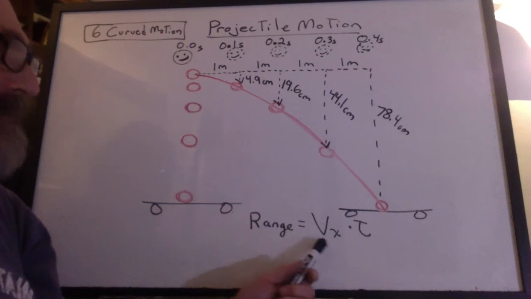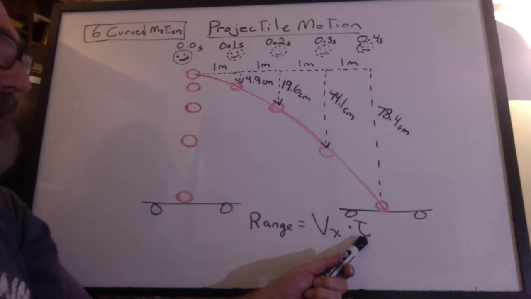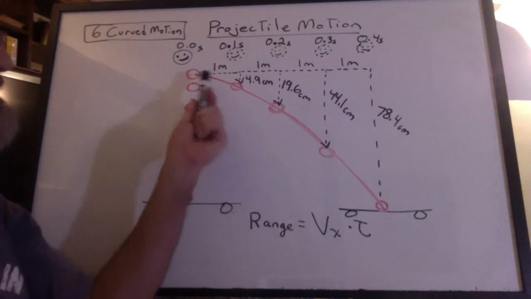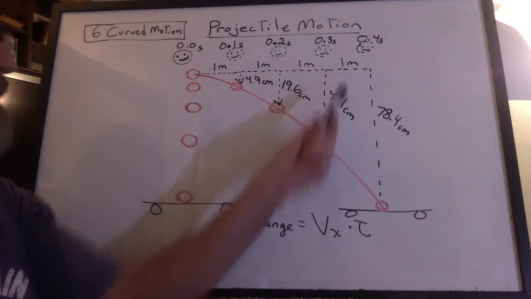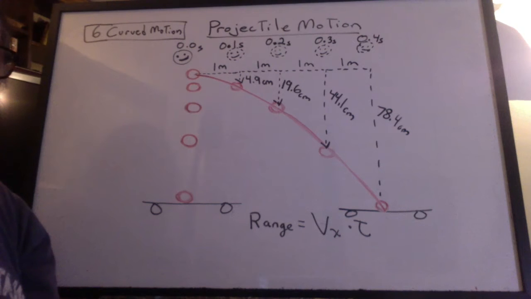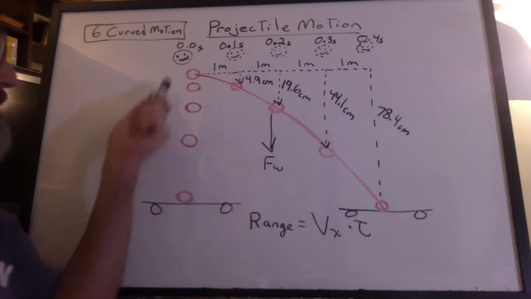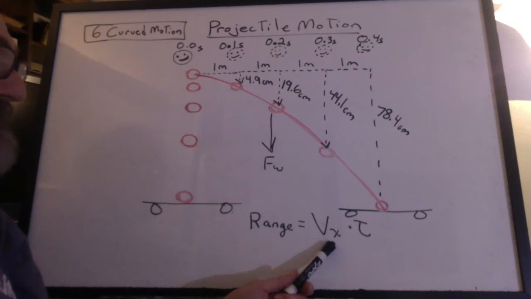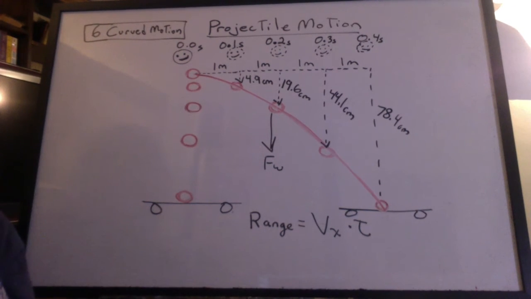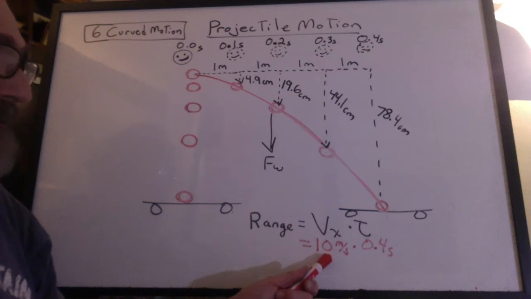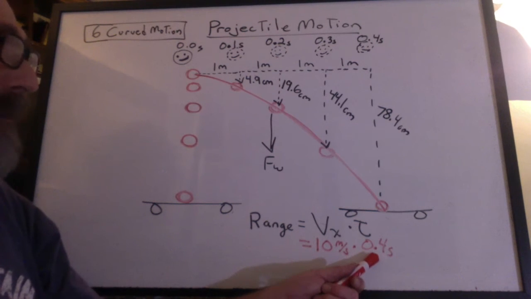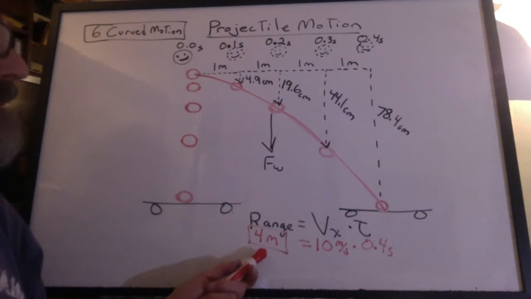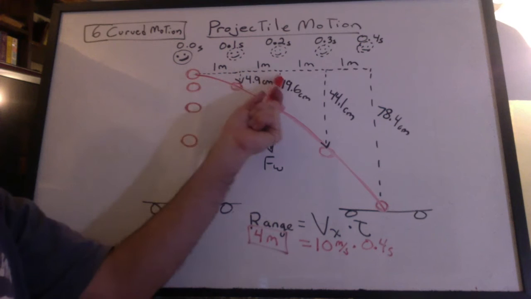And that distance can be found from the velocity times the time. This velocity is the velocity in the horizontal direction. As you can see, we maintained a constant horizontal velocity. The force acting on the particle is down. You can see that by the spacing. So it speeds up vertically, but it doesn't speed up horizontally. Now you can see that the horizontal velocity was 10 meters per second times 0.4 seconds gives us a range of 4 meters. And you can see that because in each interval we went 1 meter.